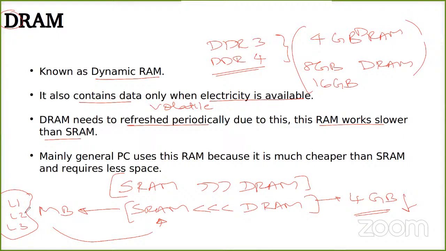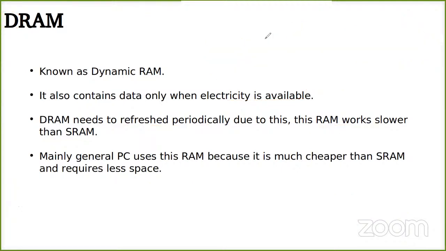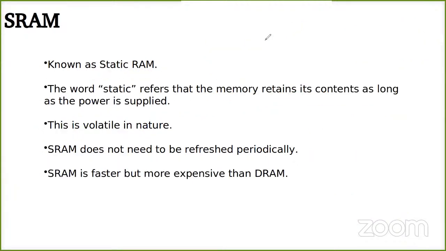Okay, so we'll talk of cache when we reach over there. Okay, so this is two things below you. You have SRAM and you have DRAM. So SRAM is static RAM and DRAM is dynamic RAM. Both of them are RAMs.